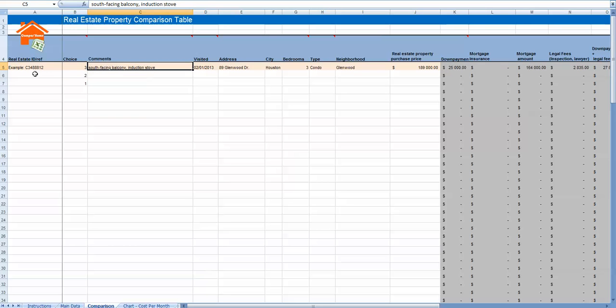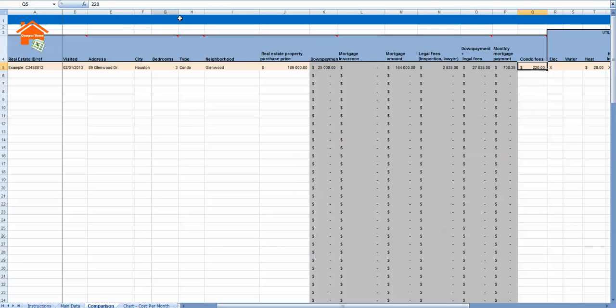Then you can put some comments, the date you visited the property, the address, city, number of bedrooms, type: condo, house, duplex, anything you want, neighborhood. And here we enter the financial part, so you'll have to put here the real estate property purchase price. This is the price you're actually going to buy the property at.